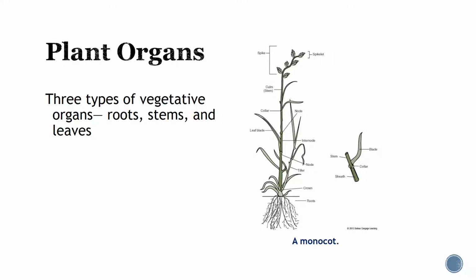So now let's look at plant organs. We have three different types of vegetative organs in plants. We have leaves, stems, and roots. We're going to look at the differences between those.